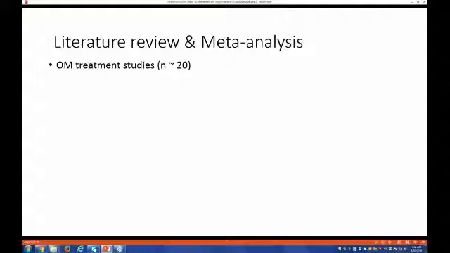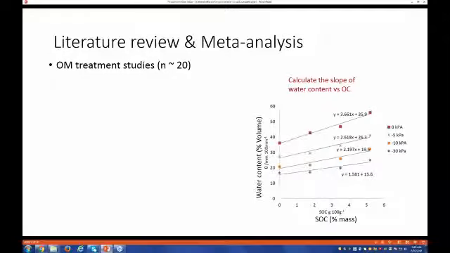So there are organic matter treatment studies. That means there are studies where people add organic matter as a treatment to the soil for various reasons. There are about 20 studies that look into this. What we did is plot the soil organic carbon content in the soil against the water content at various field capacity and saturation. Then we draw a regression line, and the slope of this regression line is an indication of how much increase in percent volume of water there is with every percent increase in soil organic carbon.